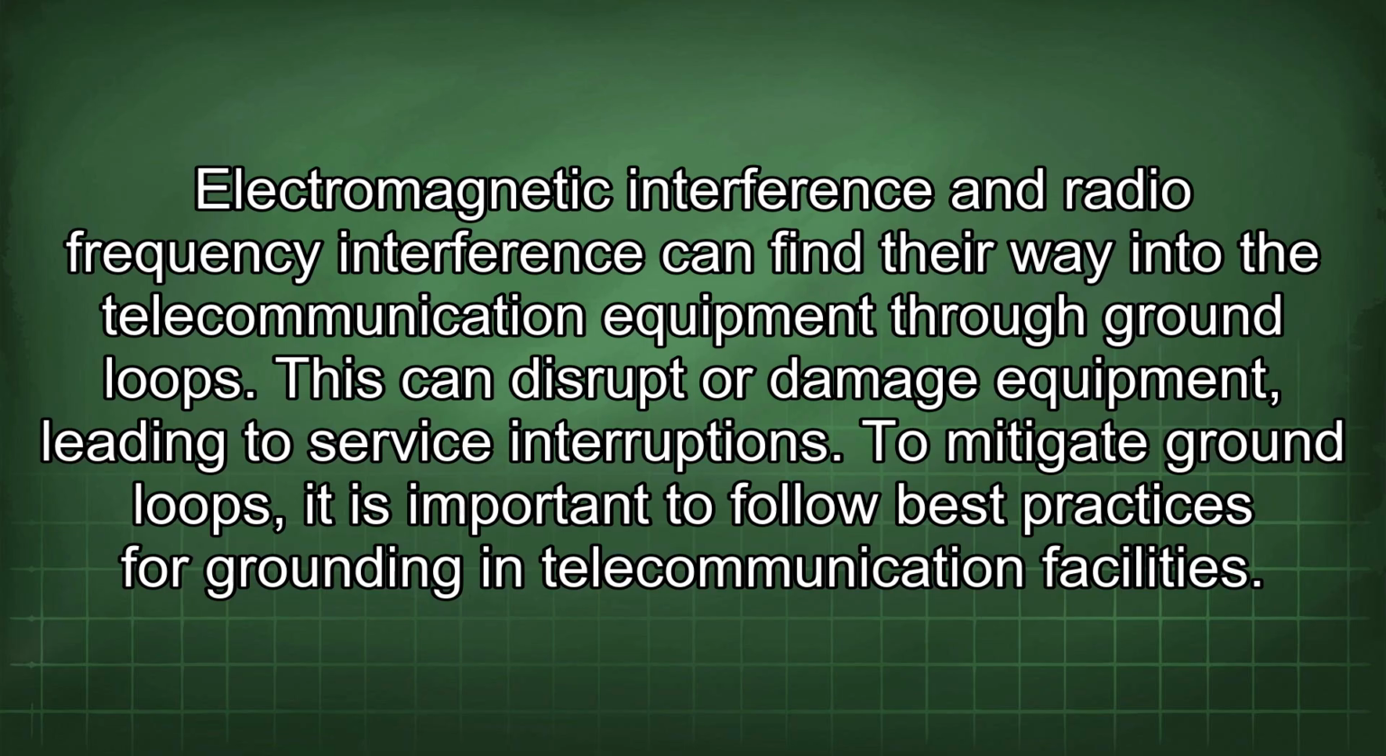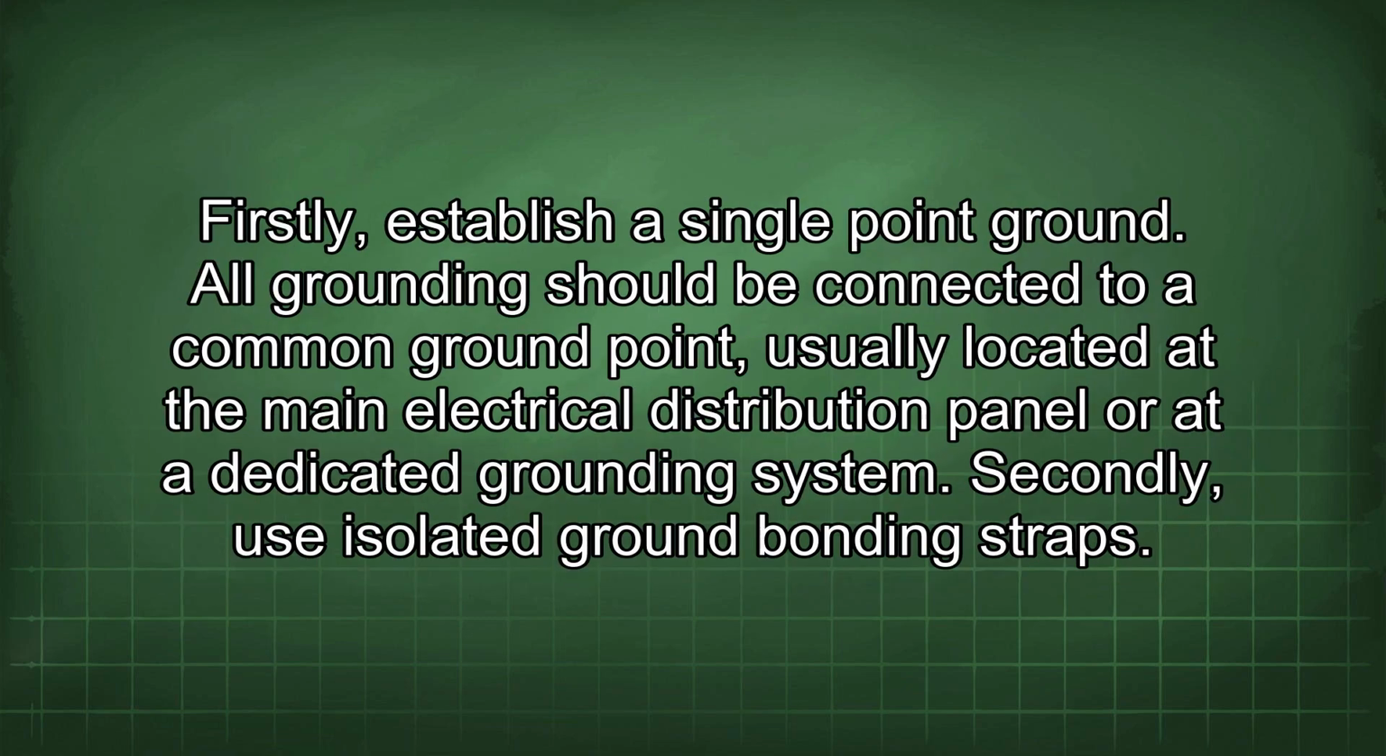To mitigate ground loops, it is important to follow best practices for grounding in telecommunication facilities. Firstly, establish a single-point ground. All grounding should be connected to a common ground point, usually located at the main electrical distribution panel or at a dedicated grounding system. Secondly, use isolated ground bonding straps.